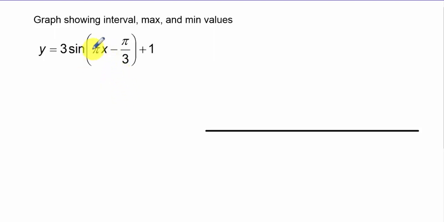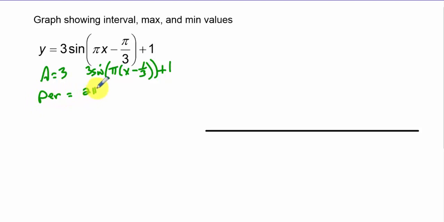So now we have a period change, phase shift, a vertical translation, and an amplitude change as well. So everything's happening here. So let's identify A is equal to 3. We have a factoring to do. Let's say that's 3 sine of pi times x minus 1/3, plus 1. So now I know my period is equal to 2 pi over k, which is pi or 2. My intervals are equal to 2 over 4 or a half in this case. My phase shift is 1/3.